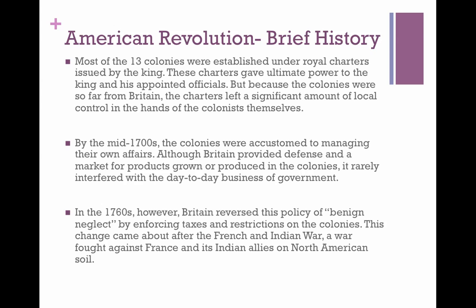In the 1760s, though, this changed, and Britain reversed this policy of benign neglect and started to enforce taxes and restrictions on the colonies. Well, when they had gone so long without interference, this obviously made them upset. And this change came about after the French and Indian War, which was a war that was fought against France and its Indian allies on North American soil.